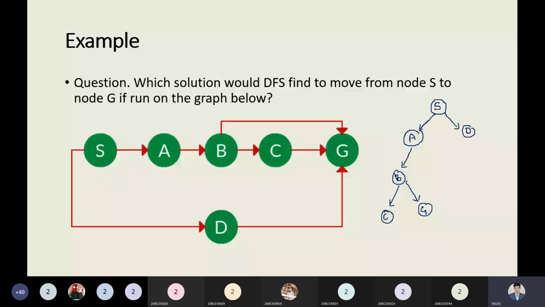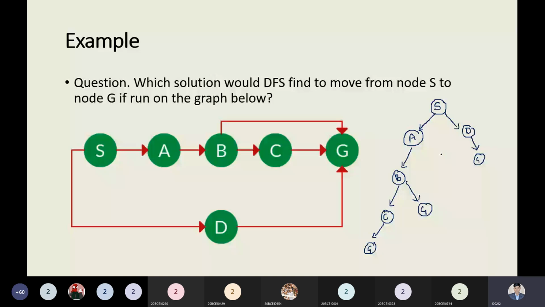Is it the correct diagram? And C to G we can get, and S to D, and D to G. Yes, it is also possible. G will also be attached here. Now is it clear? Yes, sir. I'm transforming this diagram into tree form, so we can see.